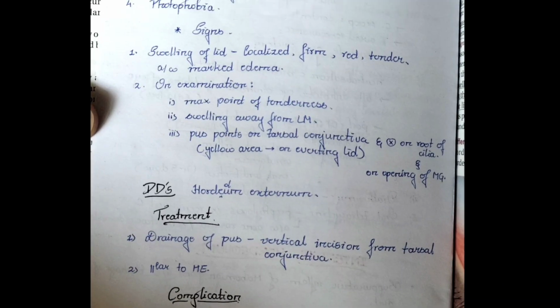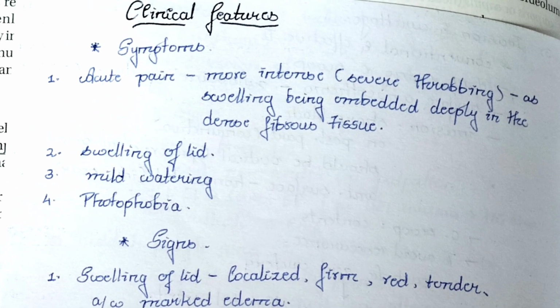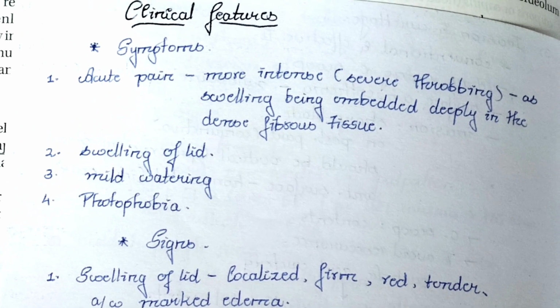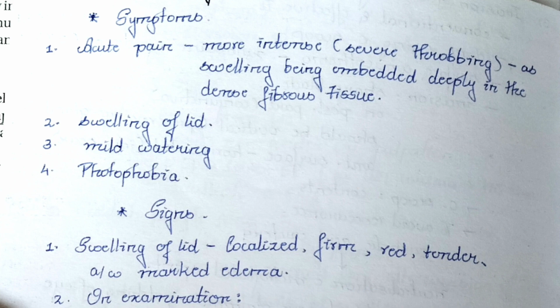Now coming to the clinical features of hordeolum internum. Symptoms: there is acute pain, more intense. The pain is more severe than in external hordeolum, a severe throbbing pain, as the swelling is embedded deeply in the dense fibrous tissue. There will be swelling of the lids, mild watering and photophobia.